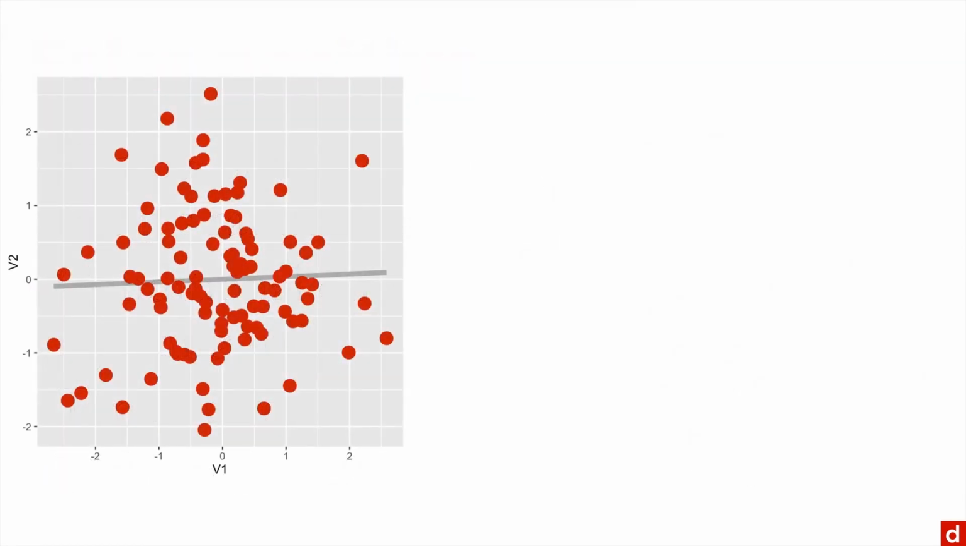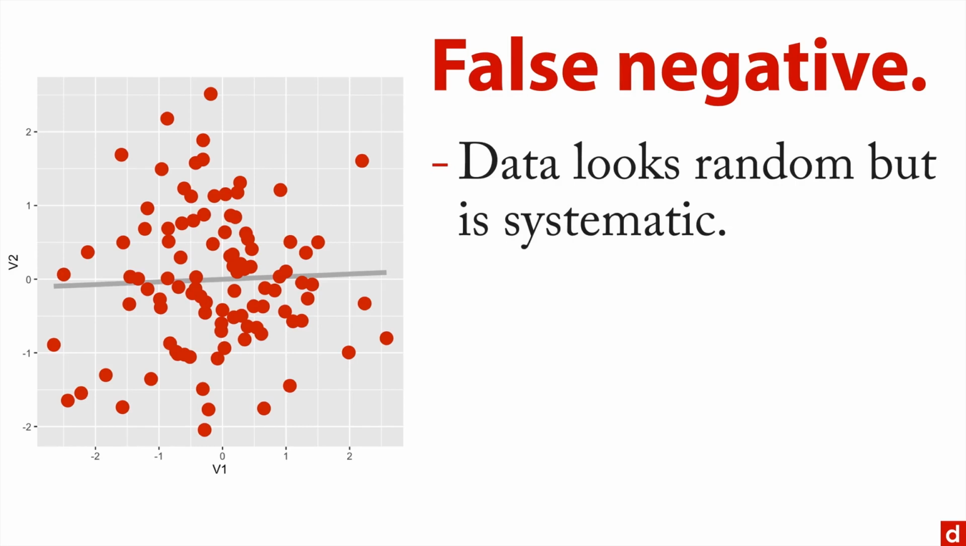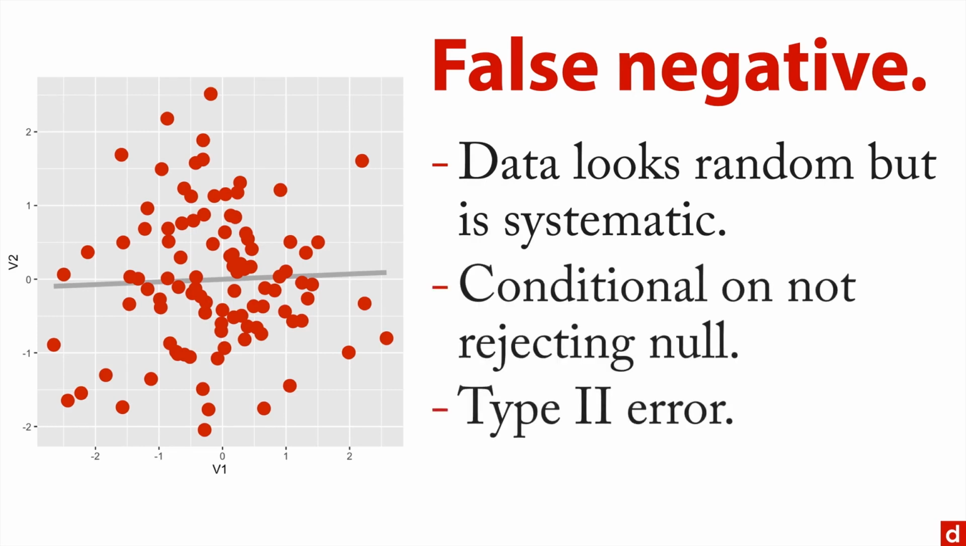Then there's a false negative. This is when the data looks random, but in fact it is systematic or there's a relationship. So for instance, this scatter plot, it looks like it's pretty much a 0 relationship, but in fact this came from two variables that were correlated at 0.25. That's a pretty strong association. Again, I randomly sampled from the data until I got a set that happened to look pretty flat. And a false negative is conditional on not rejecting the null. You can only get a false negative if you get a negative. You say there's nothing there. It's also called a type 2 error. And this is a value that you have to calculate based on several elements of your testing framework. So it's something to be thoughtful of.